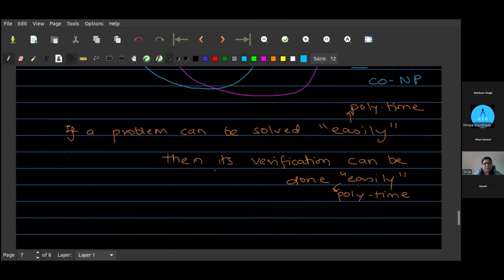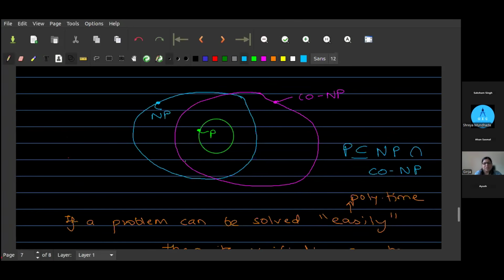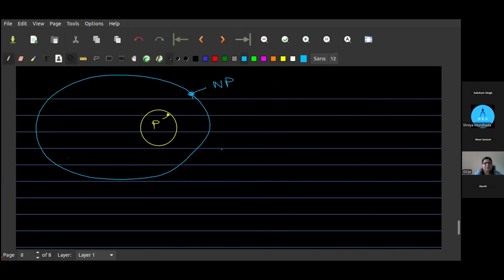Okay, so this is just a part of this diagram. I'm just ignoring the co-NP part. Okay, so P is a subset of NP.